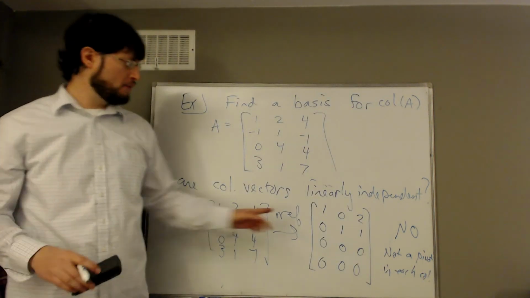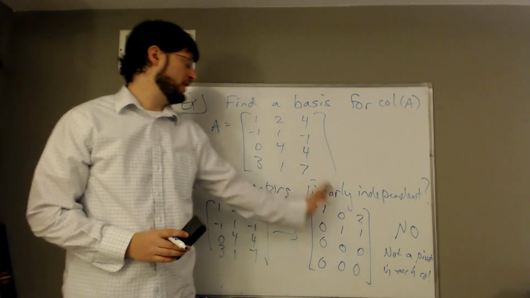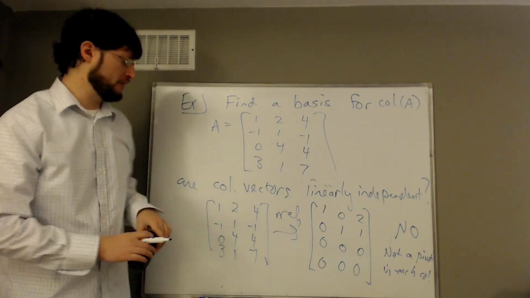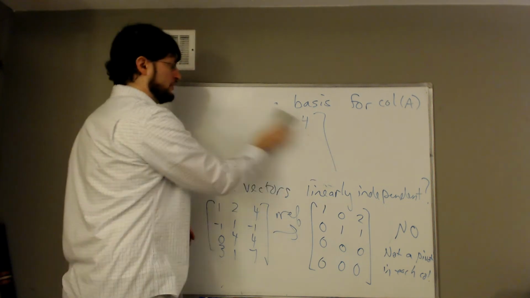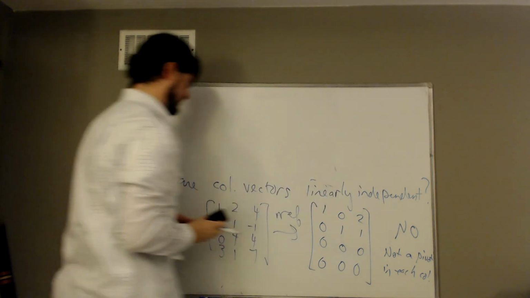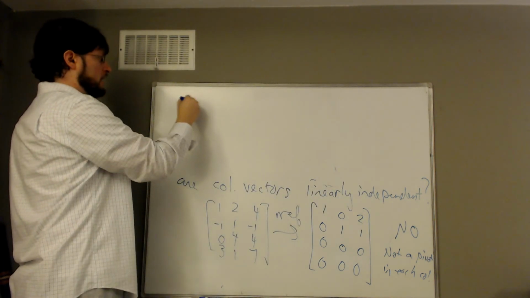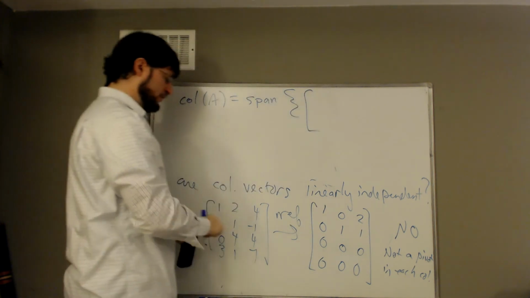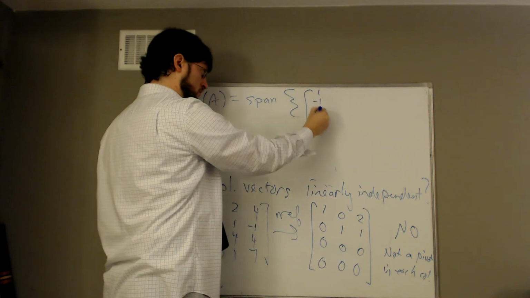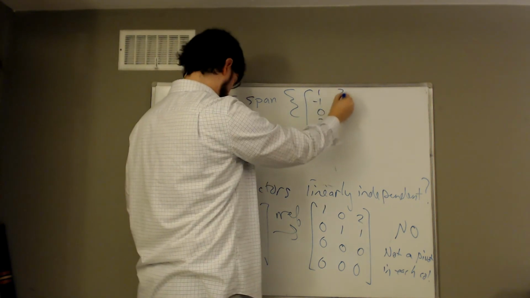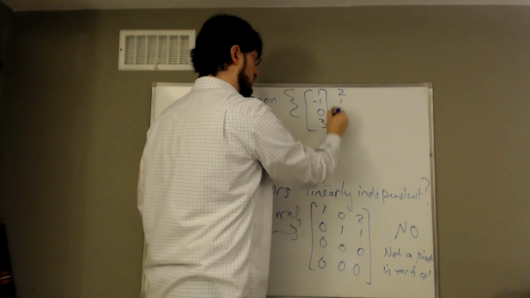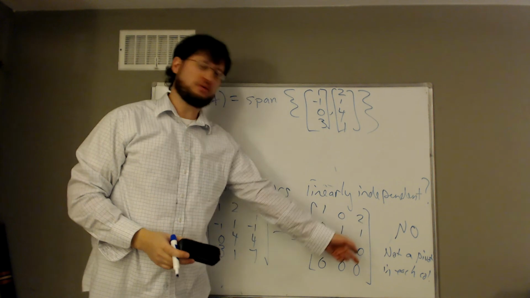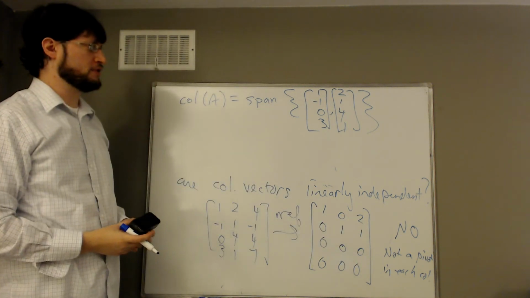Since we don't have a pivot in column 3, that means that we actually don't need the original column 3 in order to span the same thing. So what that tells us is that the column space of A is in fact just the span of the first two columns. And we don't need them all because the third one can be created as a linear combination of the first two.